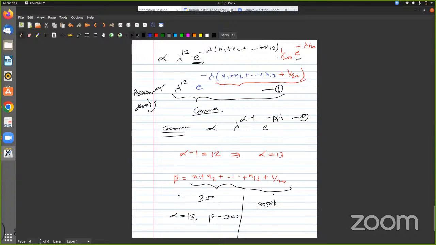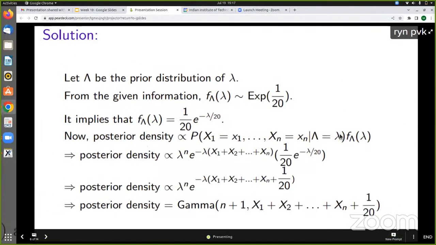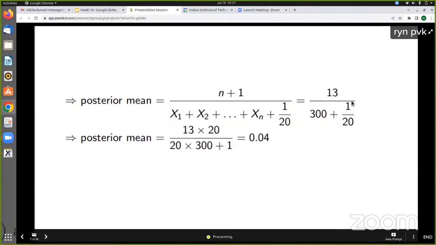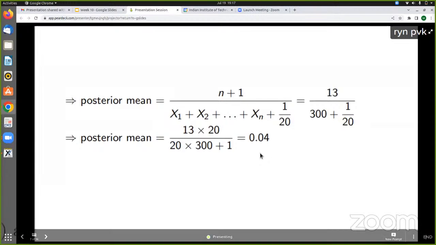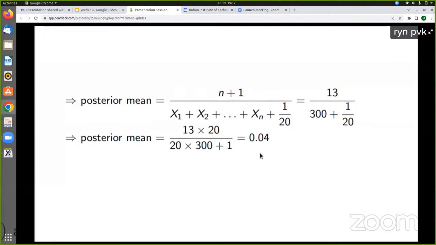Sir, beta is 321 upon 20. Okay, calculate. Because x1 up to x12 is 300, and 1 by 20 will be 0.05, so it will be 300.05. Whatever values are there, just plug in these values, and I know the posterior mean is alpha by beta, right? So that is 13 divided by 300.05. If you do the calculation, it should come out to be 0.04. This is correct? Yes.